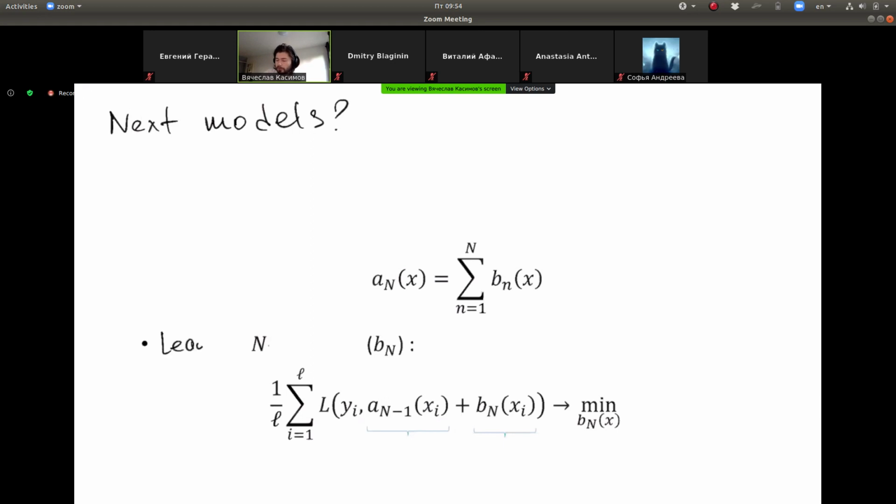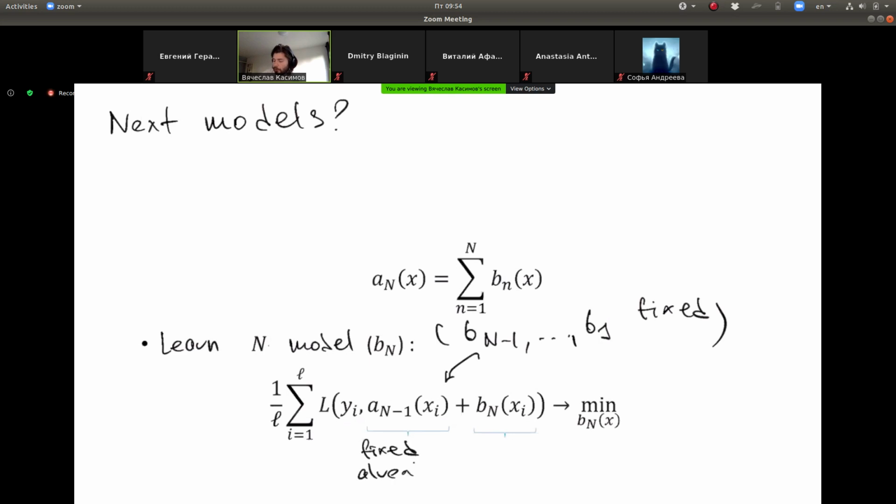So we would like to learn and model while we have all this model fixed. So this guy is the sum fixed already. We learned it in previous steps. And this guy we would like to learn.